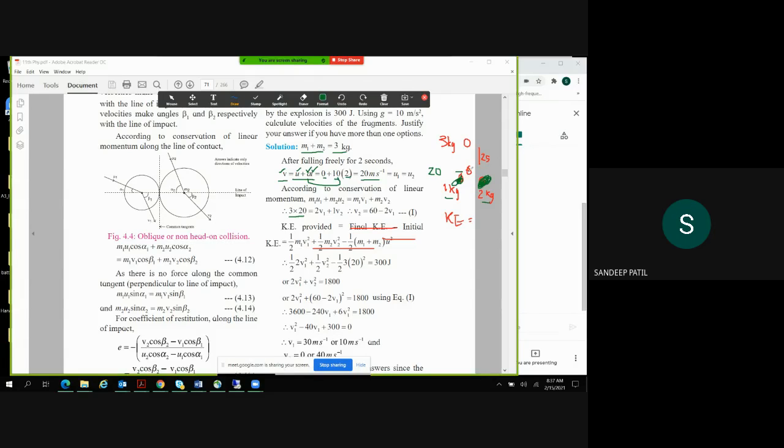From conservation of linear momentum, the initial momentum is equal to the final momentum. So 3 into 20 is the initial momentum, and after that it is divided into 2 parts. So 2 into v1 plus 1 into v2. v2 is the velocity of the second mass, and v1 is the velocity of the first mass, which is 2 kg. So from here we can derive that v2 is equal to 60 minus 2v1. This is the first equation. Now the kinetic energy provided is equal to the final kinetic energy.